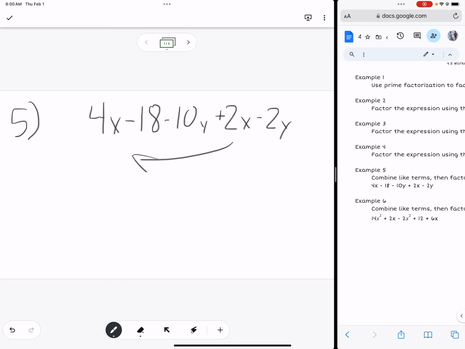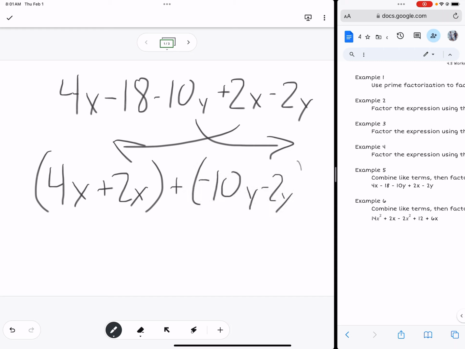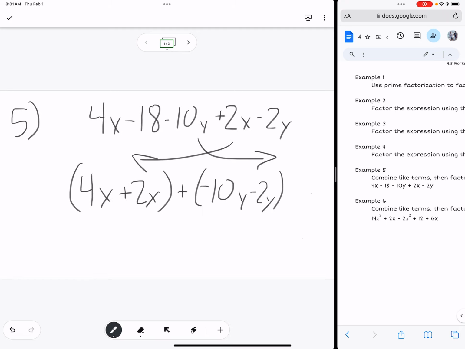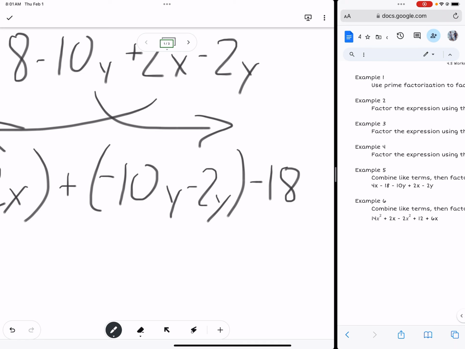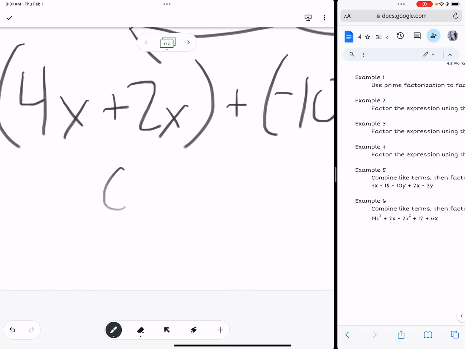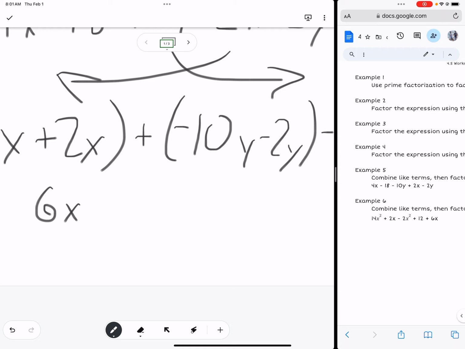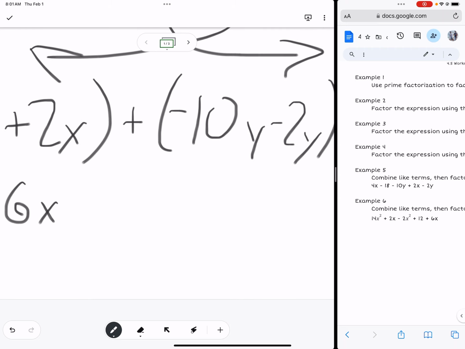So I'm going to move things around like this. I'm going to have 4x plus 2x in parentheses, and then plus negative 10y minus 2y. And then I can't forget that minus 18. I'll put the minus 18 at the end. So I've just rearranged things so that I put the like terms together. And then I'm going to combine like terms. So what is 4x plus 2x? 6x. And then what is negative 10y minus 2y? 12y. Wait, negative 10 minus 2 is not 12y. Negative 12y.